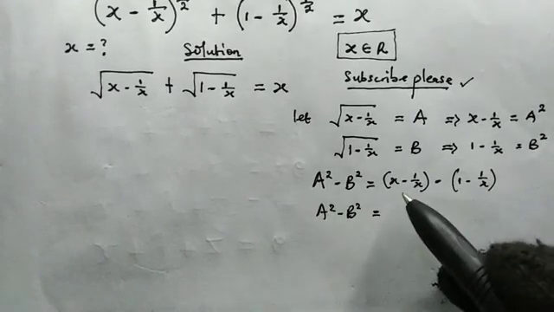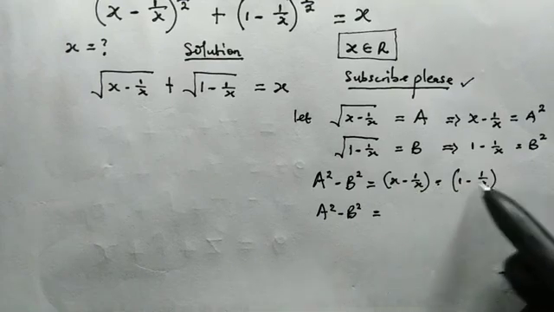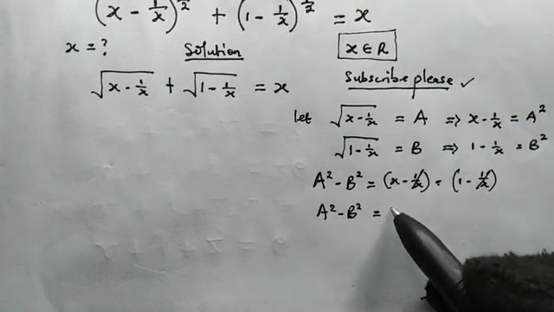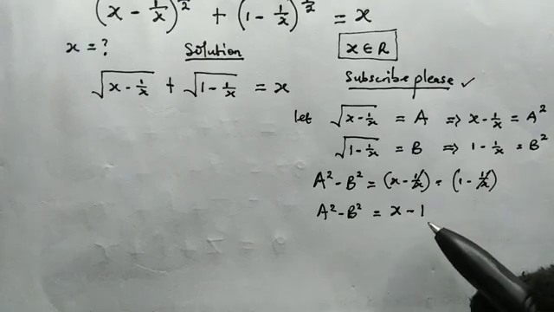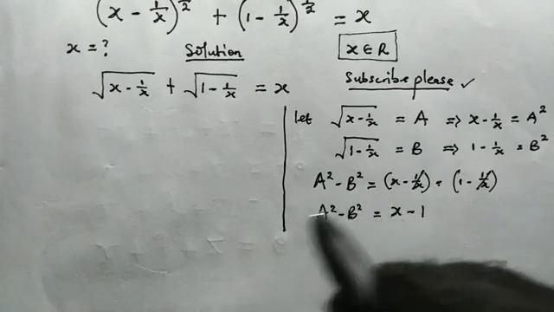This is equal to, this negative sign is going to open up this bracket. I'm very sure 1 over x will get cancelled out. And here we're left with x minus 1. Cool.